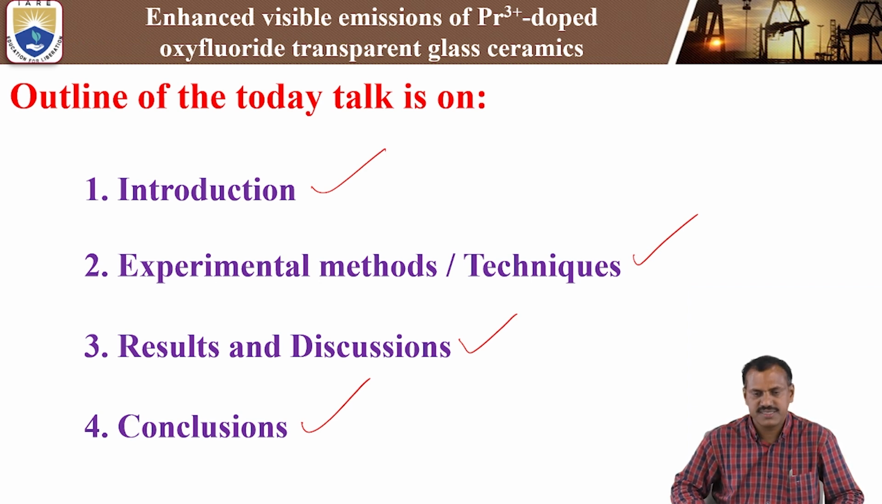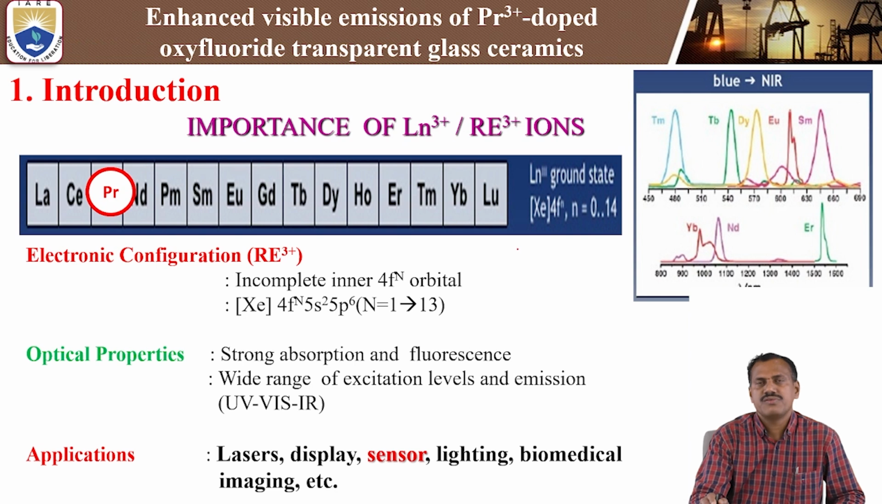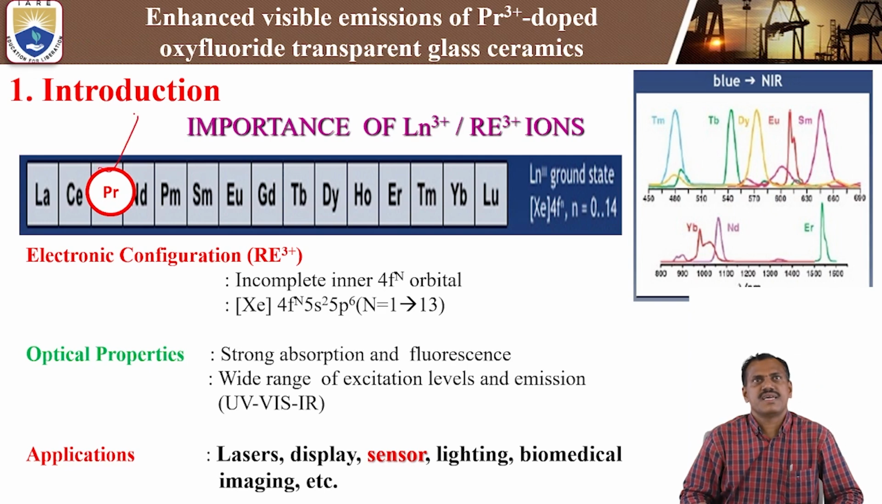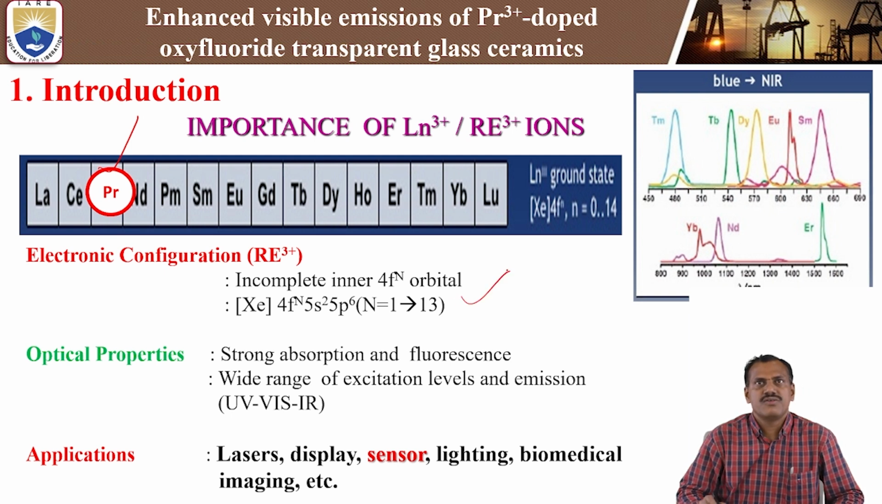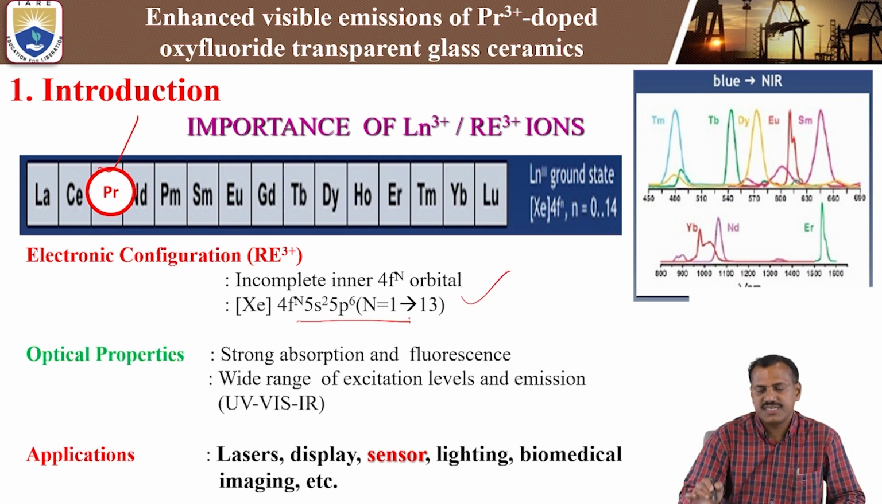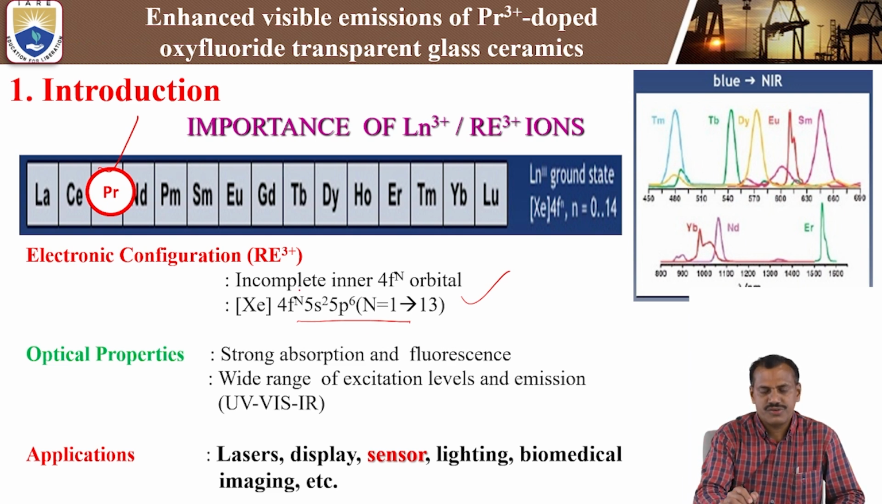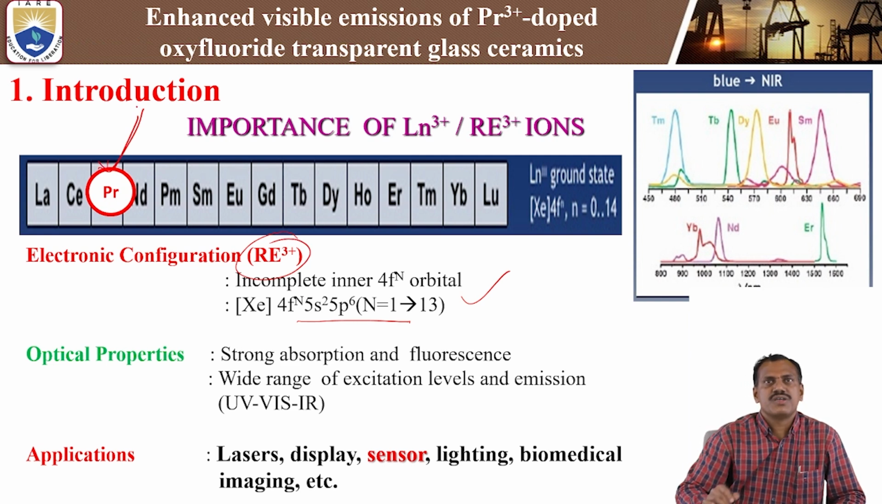Now coming to the introduction: the importance of lanthanide ions or rare earth ions. In the periodic table we have the lanthanide elements or rare earth elements. Among the 14 elements we are going to discuss praseodymium 3+ ions. This is one of the important lanthanide ions in the f-block elements. The electronic configuration is xenon 4f^n 5s2 5p6, where n equals 1 to 13. Here we are going to discuss the rare earth ion RE3+, specifically praseodymium 3+ ions.